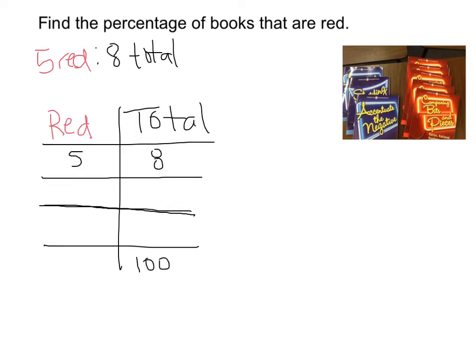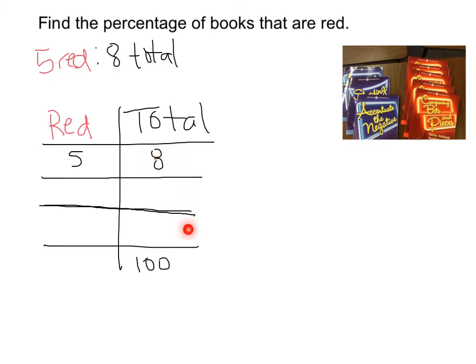Now, I've set up my ratio table for my ratio of 5 red books to 8 total books, and I know I need to get my total to be 100, because a percent is always going to be a ratio out of a total of 100. That's what it means, per 100. In this case, I left a few spaces because 100 is not a whole number factor of 8. So I want to see some other ways that I might be able to get to 100. So I'm leaving myself a little space.